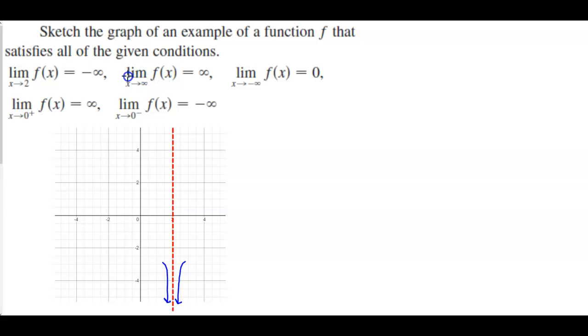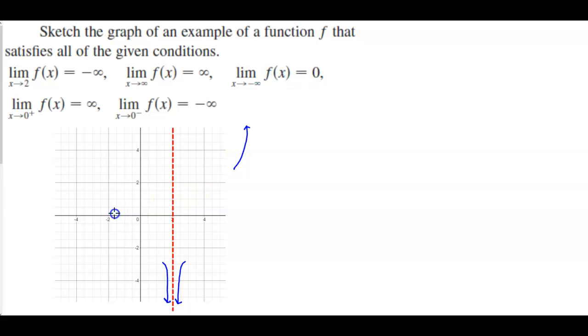It says that the limit as x approaches positive infinity, then the function is going towards positive infinity. So that means as x is going towards positive infinity, we have this graph that's going towards positive infinity over here. So again, as x is going to the right, positive infinity, then we know that our function is going up to positive infinity.